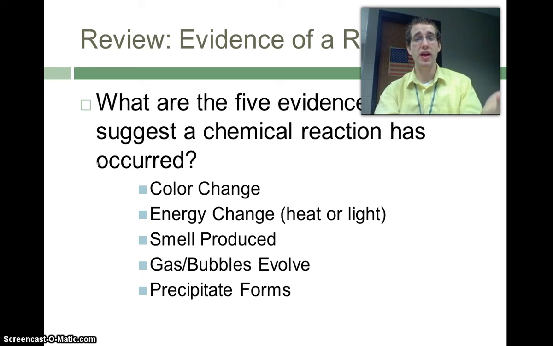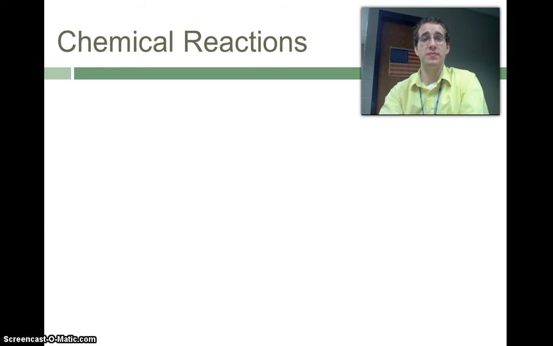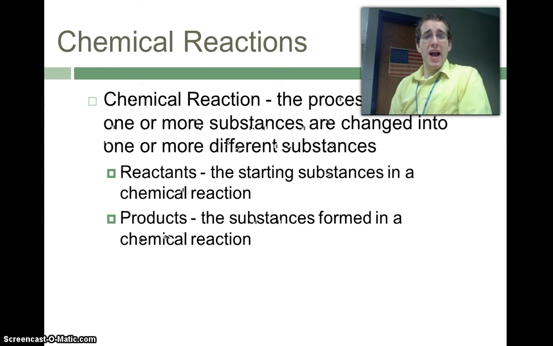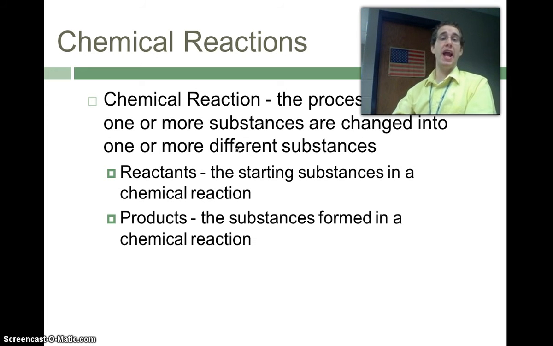And we can actually show that using what we call a chemical equation. This is the textbook definition: a chemical reaction is the process by which one or more substances are changed into one or more different substances. Okay, chemical reaction, you start with some stuff, you make some new stuff. There's your scientific word of the day, stuff. Right? But there are some special stuffs we need to talk about.